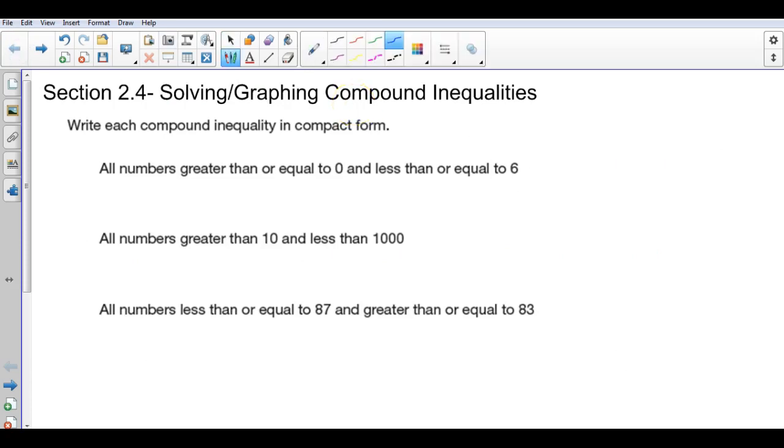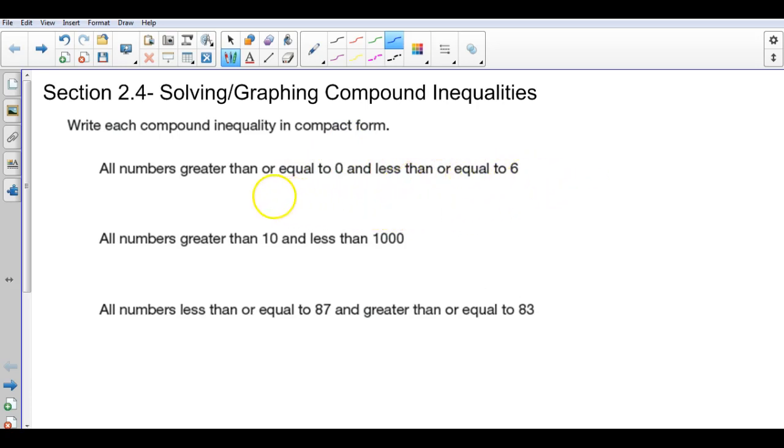So in this first example, we're going to write a compound inequality in what's called compact form. So in this case, we're talking about all numbers greater than or equal to 0 and less than or equal to 6. Let's think about what's going on here, and what's actually going to make this a little bit easier is if you can brainstorm a couple of examples for these. So think about some numbers that are greater than or equal to 0, but are also less than or equal to 6. So let's pick the number 3. 3 is greater than or equal to 0. That's true. And 3 is also less than or equal to 6.